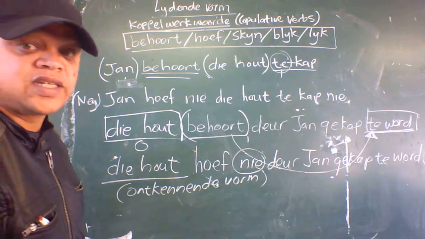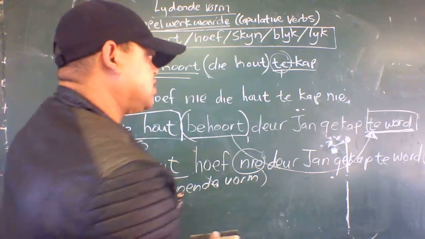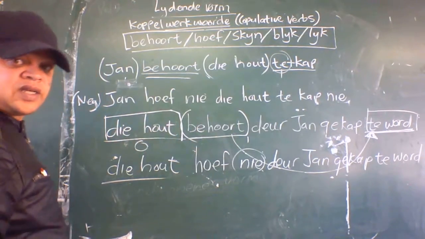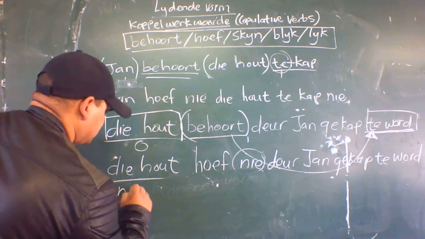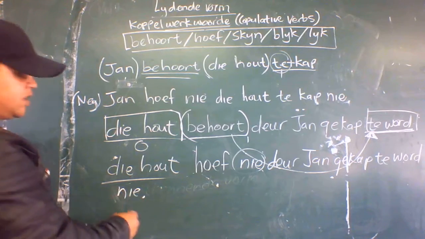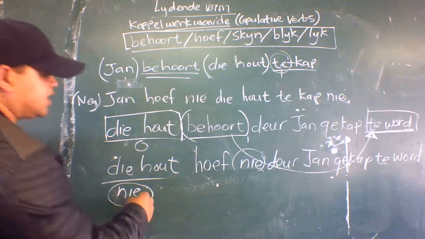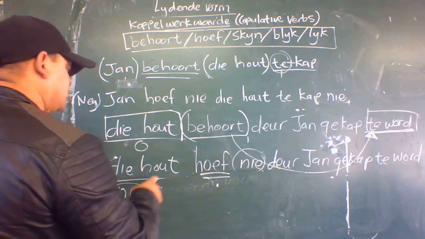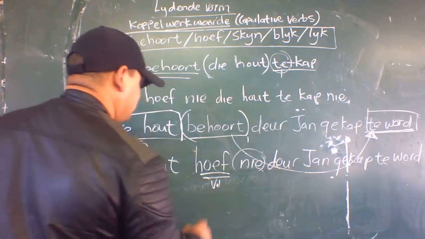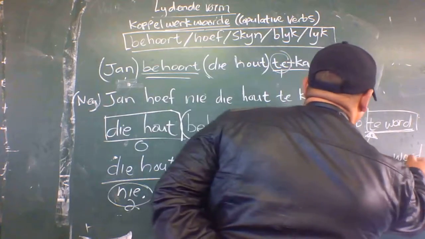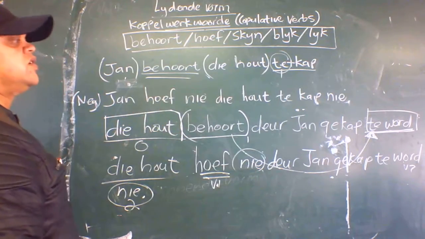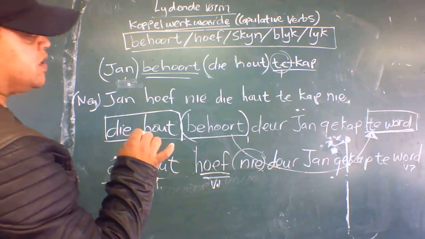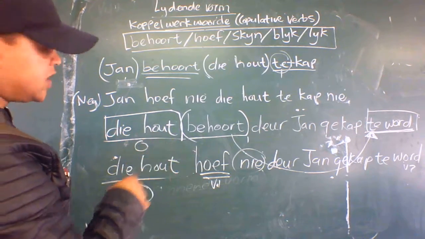Let me do this. Hout word. So the sentence will end on the second te. We have the first te right after the first verb, then the word is verb two. Alright? Die hout hoeft niet deur Jan gekap te word.